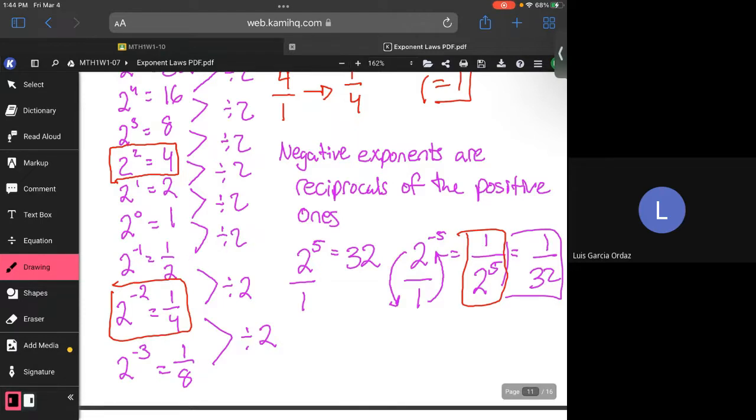Okay? So for example, if I ever ask you what 3 to the power of negative 2 would be, what would you say it is? Yeah. Use that same idea. Figure out what 3 to the power of positive 2 is, and then take the reciprocal, and you'll find 3 to the negative 2. So 3 to the 2 is equal to 9, which means that 3 to the negative 2 is equal to 1 over 9.